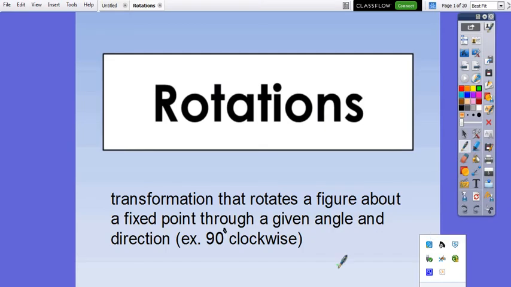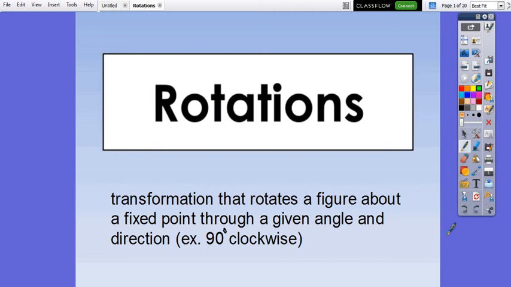Okay, guys, today we're going to talk about transformations, specifically rotations. A rotation is a transformation that rotates a figure about a fixed point through a given angle and direction. For example, 90 degrees clockwise.